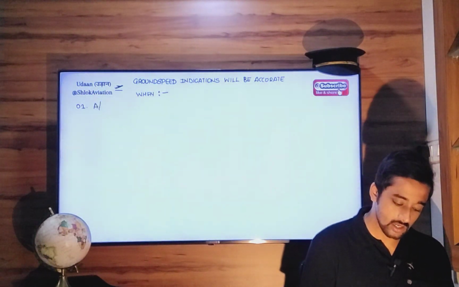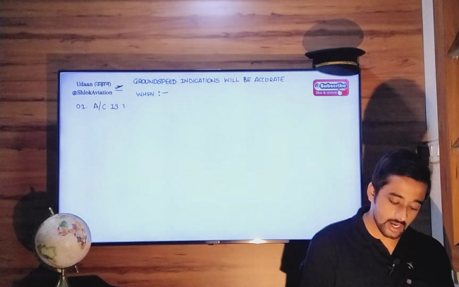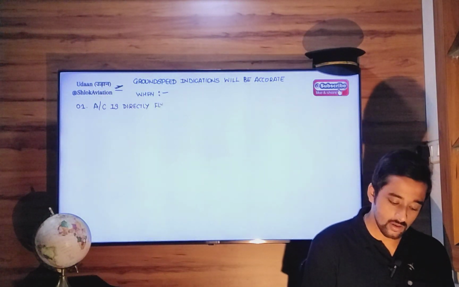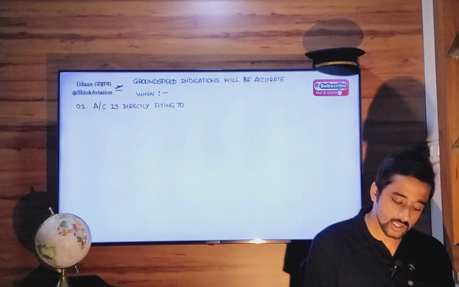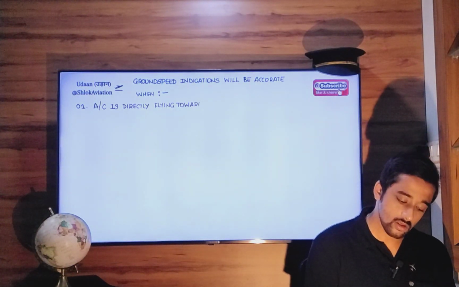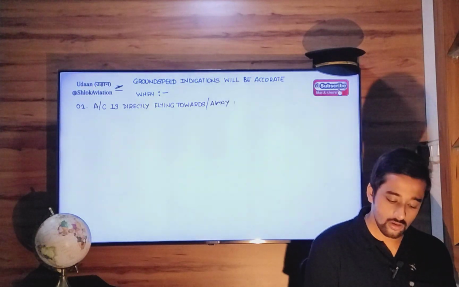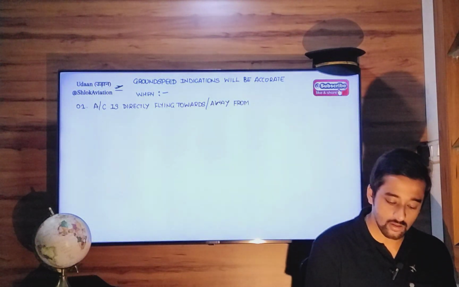Aircraft is directly flying towards or away from the DME station.